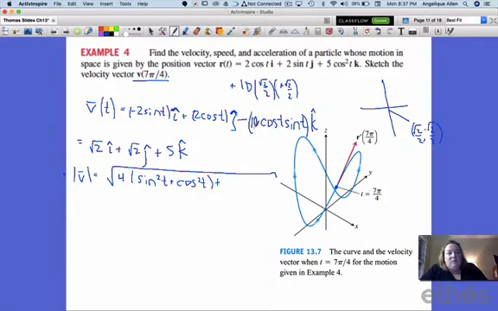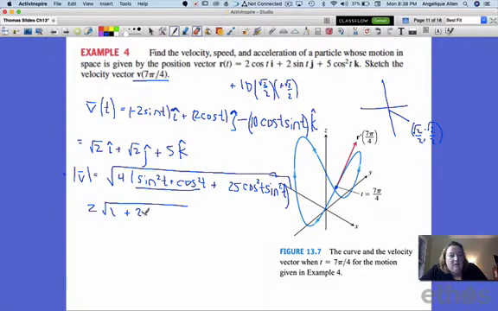Okay, and then 100 cosine squared times sine squared. If I factored a 4 out of this, I would make this plus 25 cosine squared sine squared, and that 4 would come out, and we'd have 2 square roots. This is 1 plus 25 sine squared cosine squared. Either order is fine.